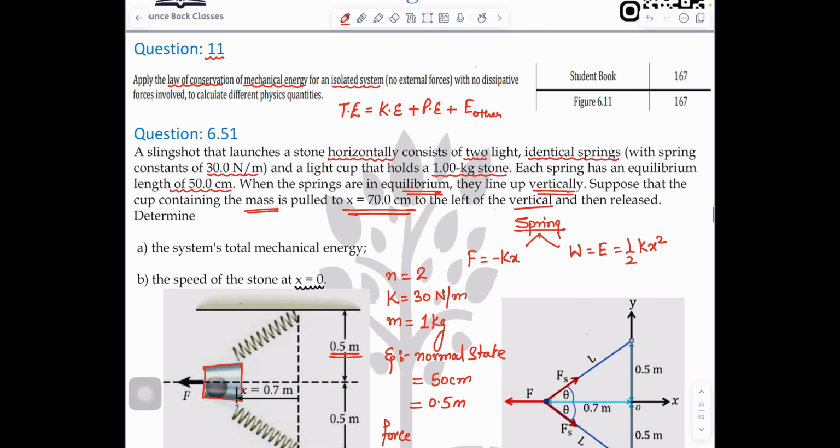Clear guys? So till question number 11 everything is cleared, and I already covered all the writing part from question number 16 to question number 20. That is already available in my playlist.